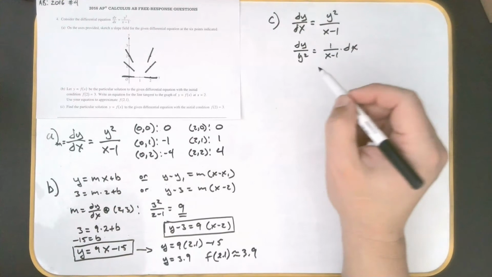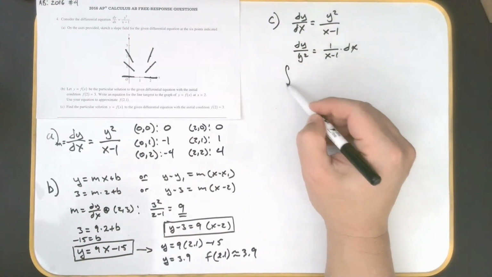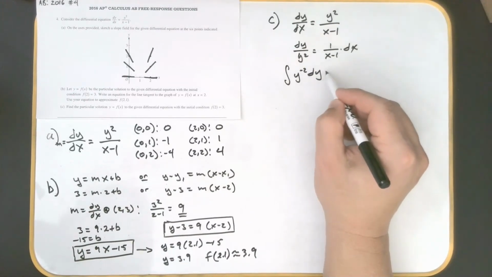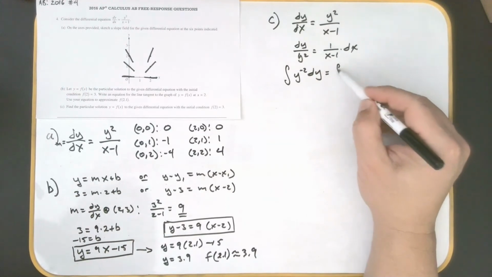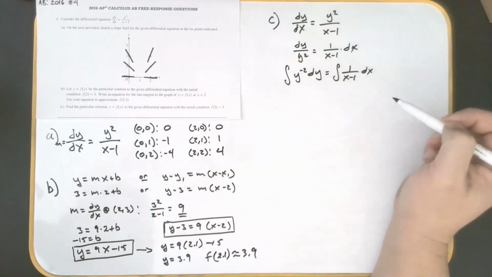We're going to integrate both sides. So I'm going to tweak this side a little bit. I'm going to integrate both sides, but I'm going to make this the integral of y to the negative 2 dy, just rewriting that. And this side I'm going to leave just how it is, the integral of 1 over x minus 1 dx. Okay?